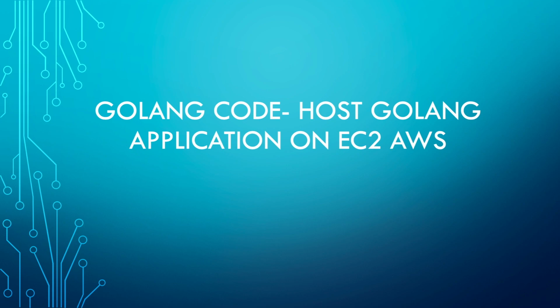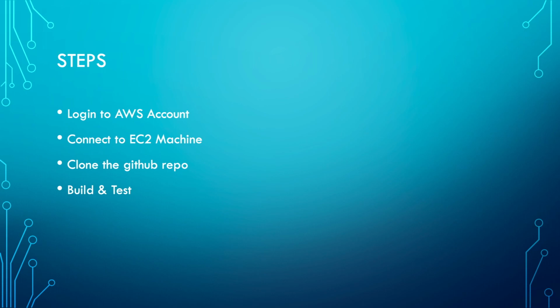Hi friends, so I'm back with my new video, and in today's video we'll be basically learning how we can run the application on the EC2 machine on AWS. In the first step we'll be logging into the AWS account. In the second step we'll be connecting to the EC2 machine via the console. In the third step we'll be taking the clone from the GitHub repo. The repo is basically the code which we want to build and run on the EC2 machine. And in the last step we'll be building it and doing a test.